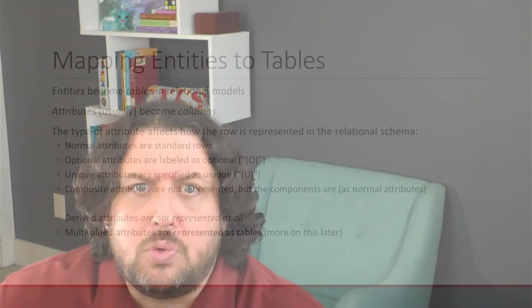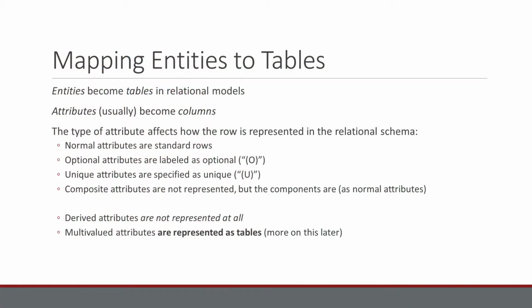The simplest component of an ER diagram to map onto a relational schema are entities. These will always become tables. Most of the time, attributes connected to these tables become columns within the tables. There are some minor exceptions to this. For example, we would ignore composite attributes in the relational schema, but instead just include their components, and we'd have to mark optional attributes as optional in the relational schemas as well. Derived and multivalued attributes have to be handled separately, but we're going to get to those later.